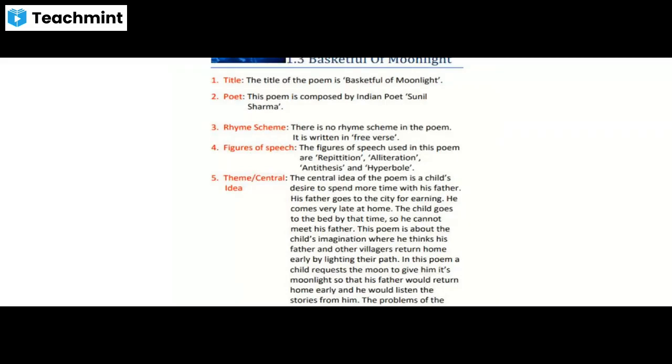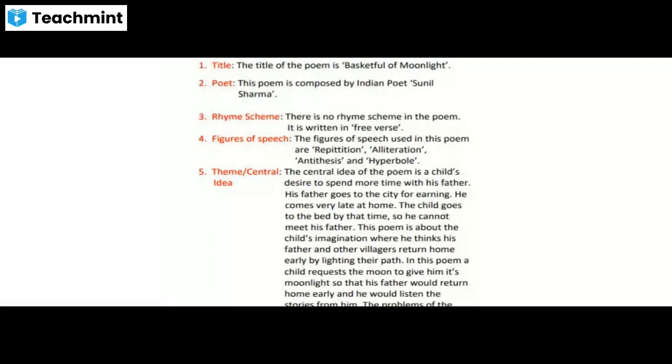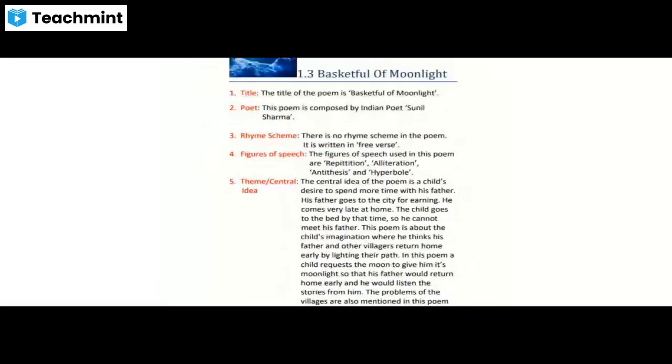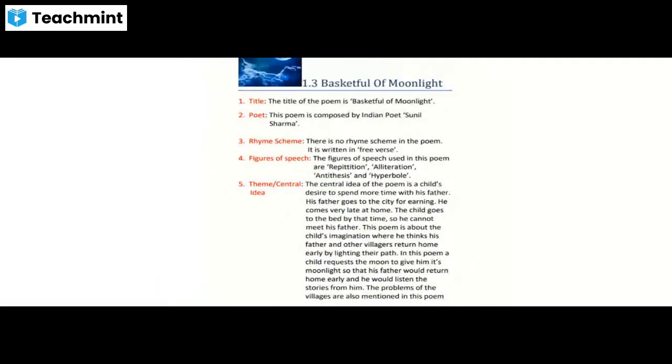This poem is about the child's imagination where he thinks his father and other villagers return home early by lighting their path. In this poem, a child requests the moon to give him its moonlight so that his father would return home early and he would listen to the stories from him. Problems of the villages are also mentioned in this poem. So this is the theme or central idea of the poem Basketful of Moonlight.